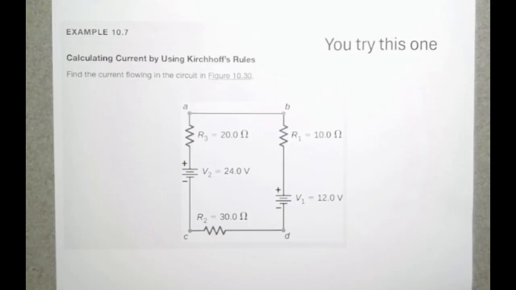Pick a direction for the current. It doesn't matter. If you guess wrong, you'll just get a negative value, and that just means it's counterclockwise. So don't stress about it. The negative sign tells you what direction it is compared to the direction you chose.